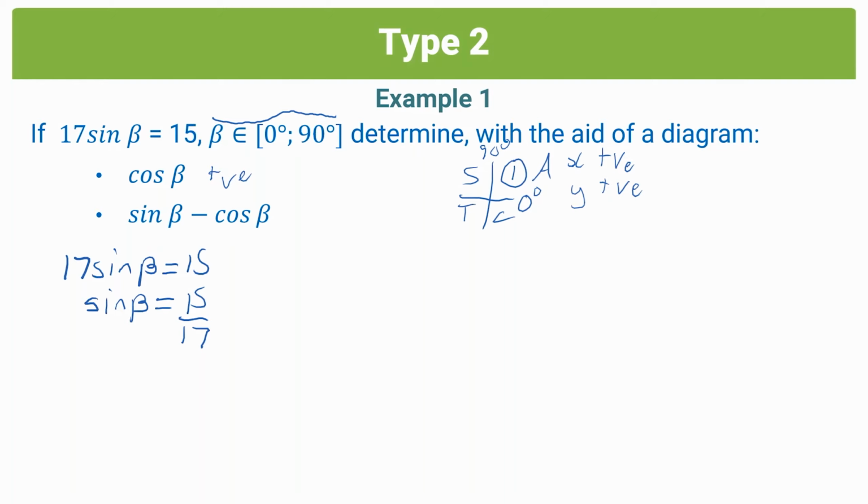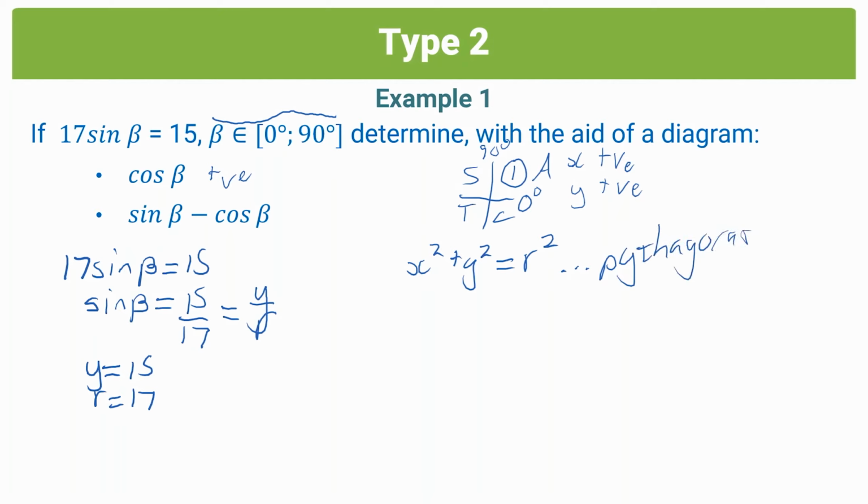Step three is to put our definition of sine on the right-hand side, which in this case is y over r, and extract our variables, and then use Pythagoras to solve for the missing variable. So from this, we can infer that y is equal to 15 and r is equal to 17. Now we can use Pythagoras to solve for x, because we know that x squared plus y squared equals r squared.